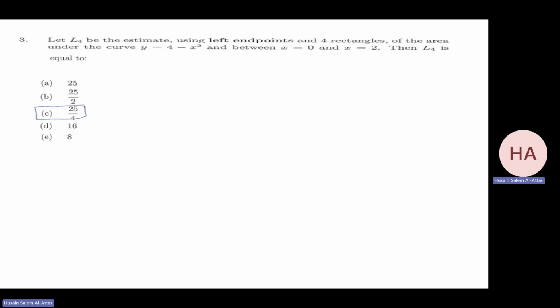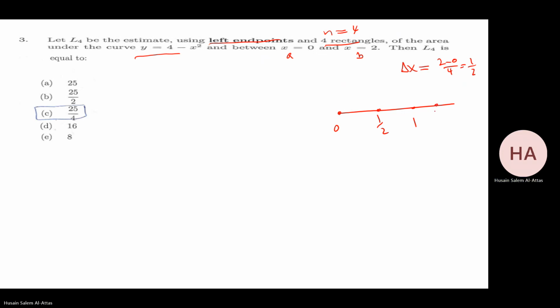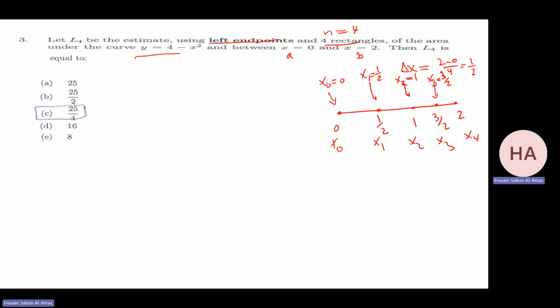Let L4 be the estimate using left endpoint, 4 rectangles, n equals 4. This is the curve, this is a, and this is b. So delta x will be 2 minus 0 over 4, and that is half. Starting from 0, I add half, up to 2. I want the left endpoint, so I call this x0, x1, x2, x3, x4. In the first rectangle I choose x0, in the second rectangle I choose x1, the third I choose this one. I choose the left endpoint every time.